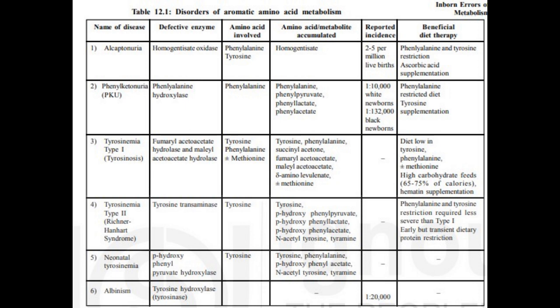Albinism is transmitted by autosomal recessive inheritance. Ocular albinism, in addition to autosomal recessive inheritance, also shows X-linked pattern of inheritance.